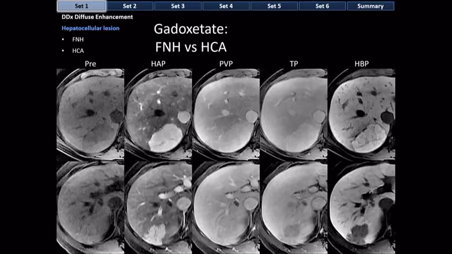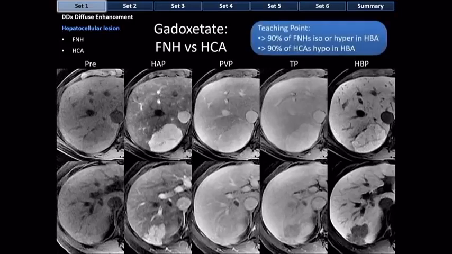Look at the arterial phase images only on the patient on the top and the patient on the bottom. If you only had those arterial phase images, would you be able to know which one was the FNH and which one was the adenoma? I think the answer is no. It's only by looking at the temporal sequence and seeing that the lesion on the top retains the gadoxetate and the lesion on the bottom doesn't that you can make that distinction.